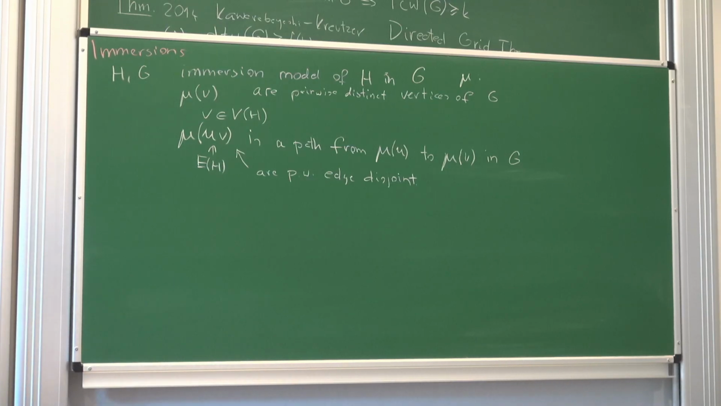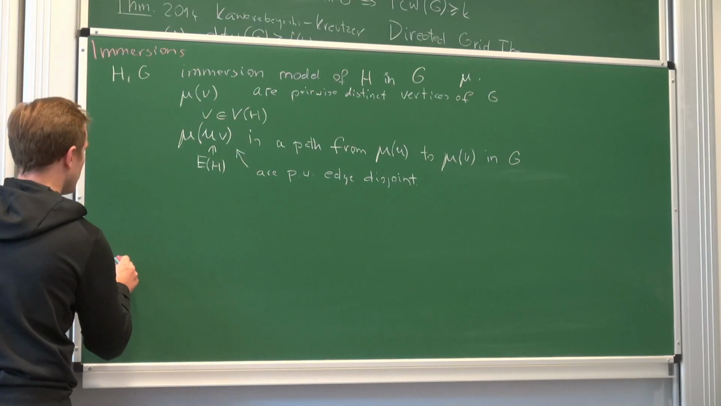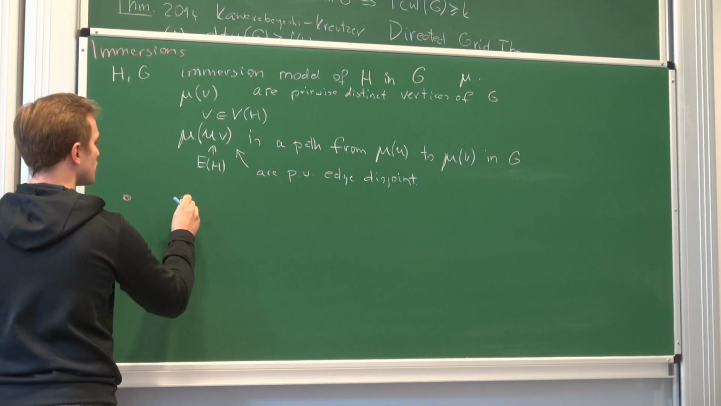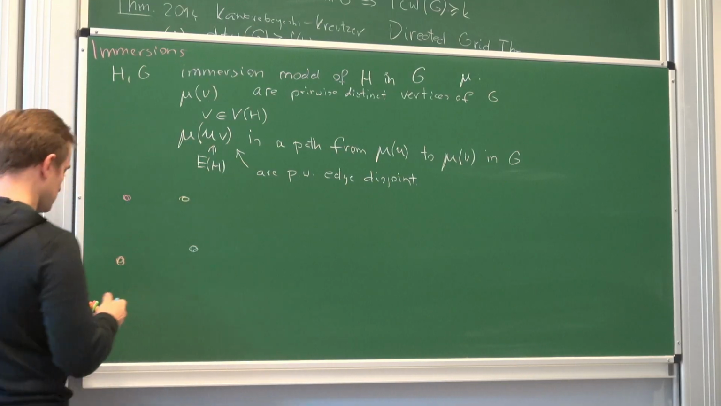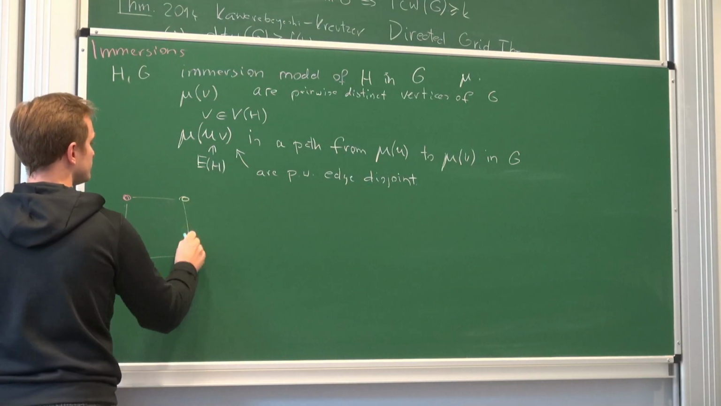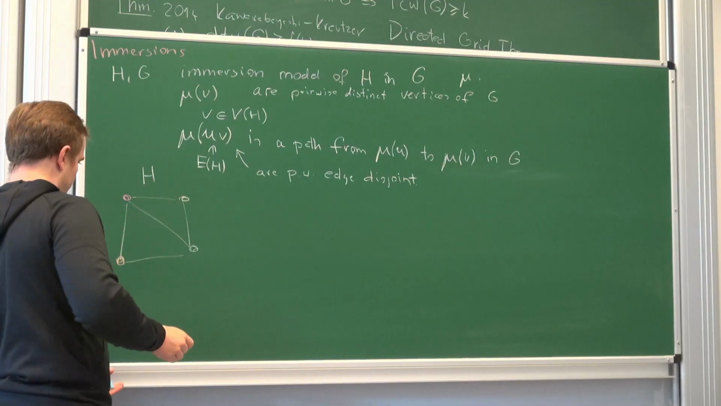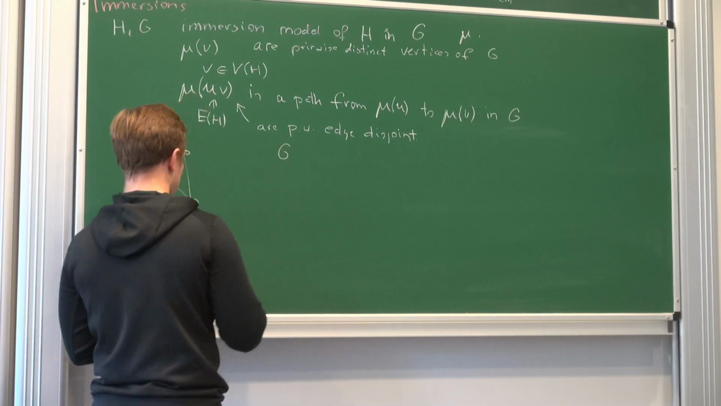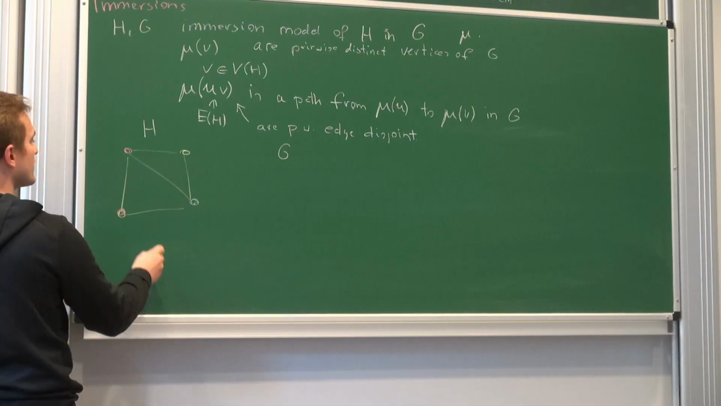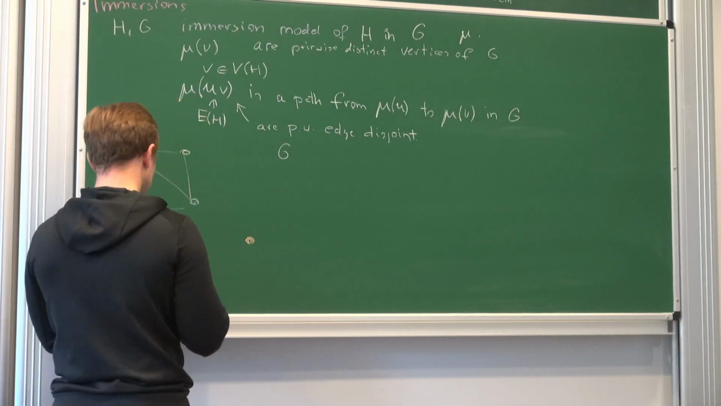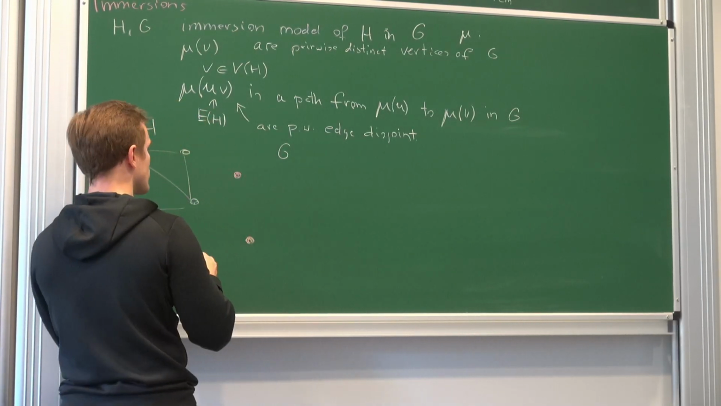Okay. So maybe let me try to draw a quick example. So this will be my graph, and I will try to immerse somewhere. This is H. And this will be G. So first I need to select 4 vertices in G. They cannot coincide.